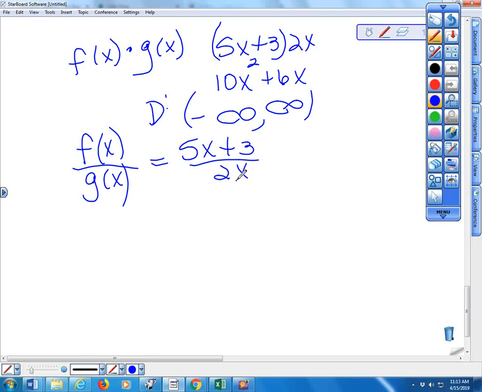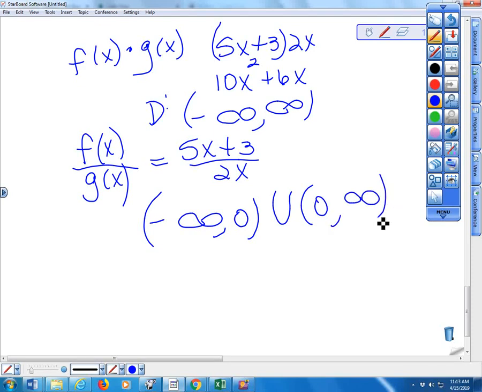So to do that, all you have to do is set your denominator equal to 0 and solve for x. X is 0. So x can't be 0. If it's 0, denominator's 0, function's undefined, doesn't exist. But there's no other number that would make this function undefined other than 0. So 0 is the only one that can't be part of the domain. Okay, so I'm going to go from negative infinity to 0, union with 0 to infinity. All real numbers except 0. Make sense? Okay.